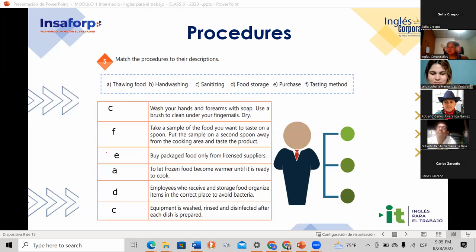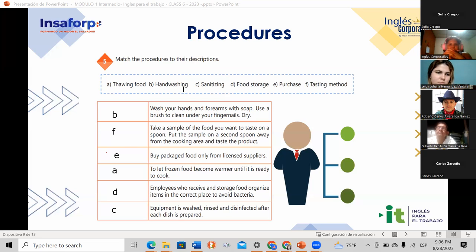And the first one is B. Hand washing. Let me double check. Very good. Oh, no, I'm sorry. B, as in boy. Okay, that is hand washing.